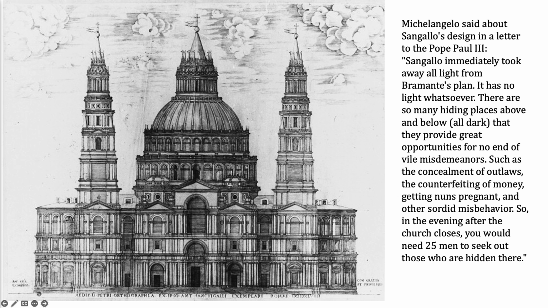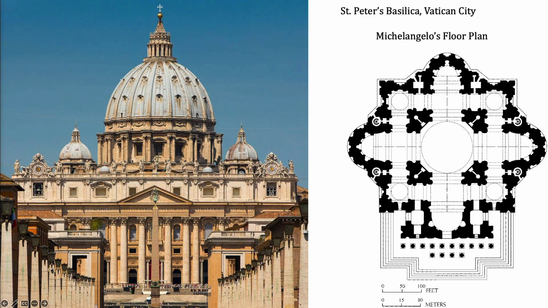but it was so dark that he's suggesting that any criminal activity could happen within its walls and no one would really know. So in the evening, after the church closes, you'll need 25 men to seek out those who are hidden there. And so his argument is this is not going to work at all. This is not going to provide the light that we need. And so this is Michelangelo's new floor plan that he submits. And this is the floor plan that, for the most part, is where St. Peter's Basilica is today, right?